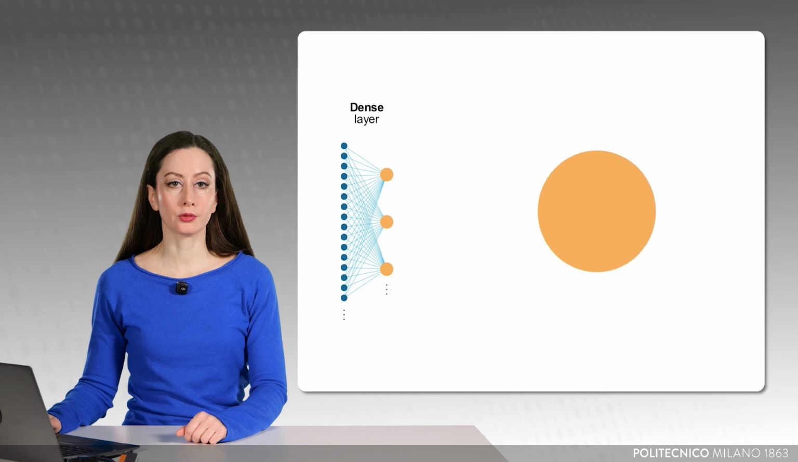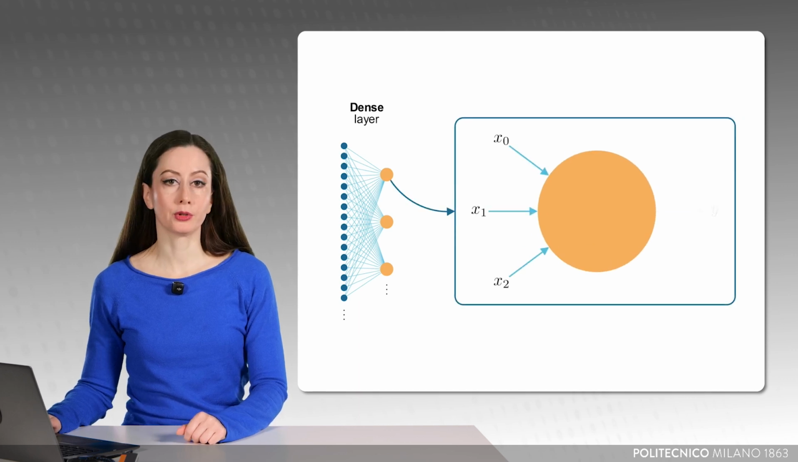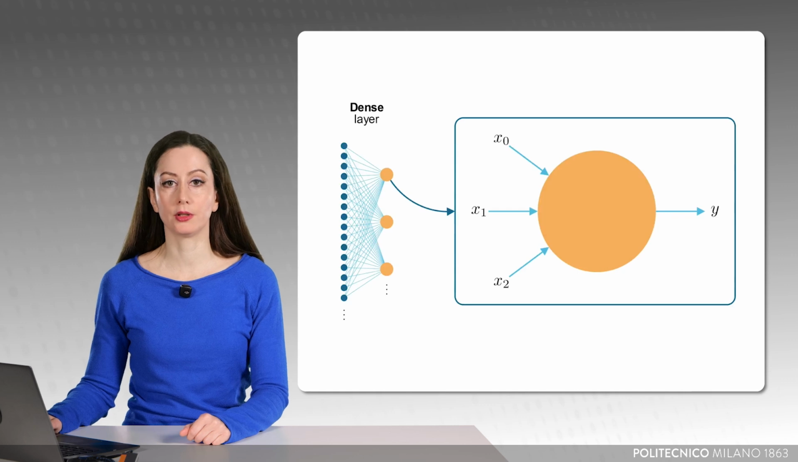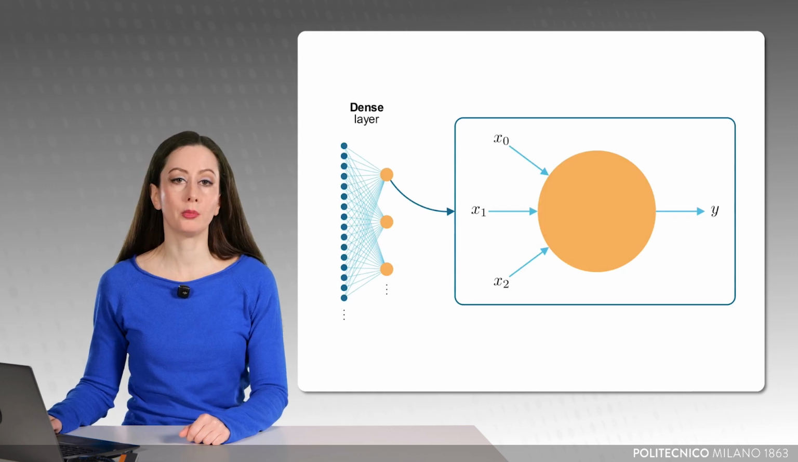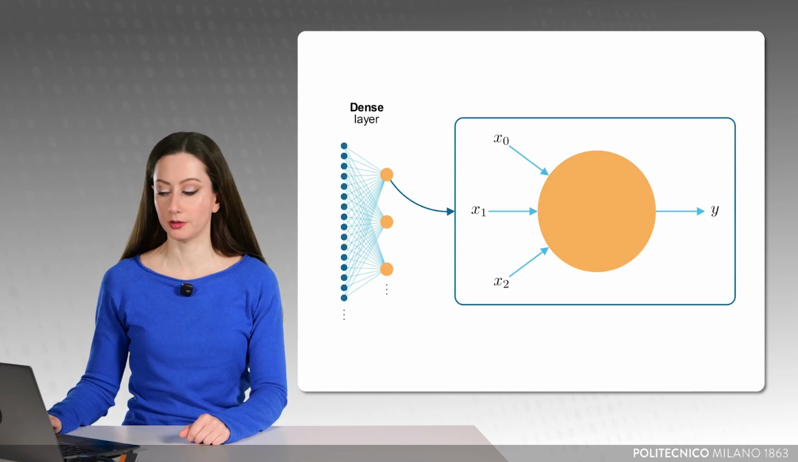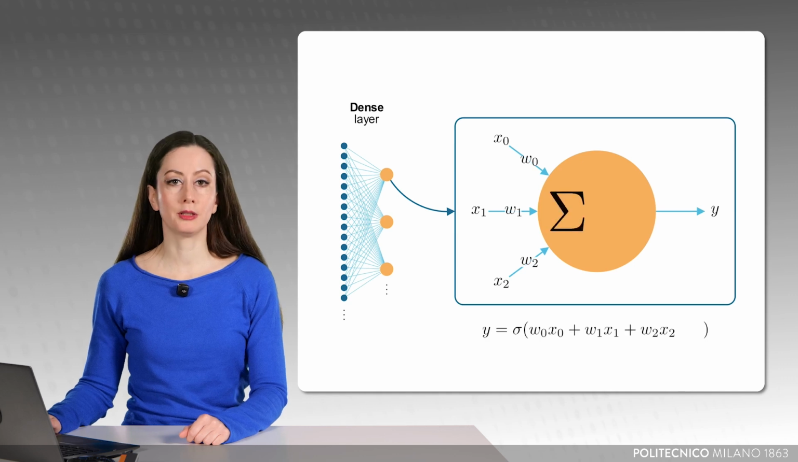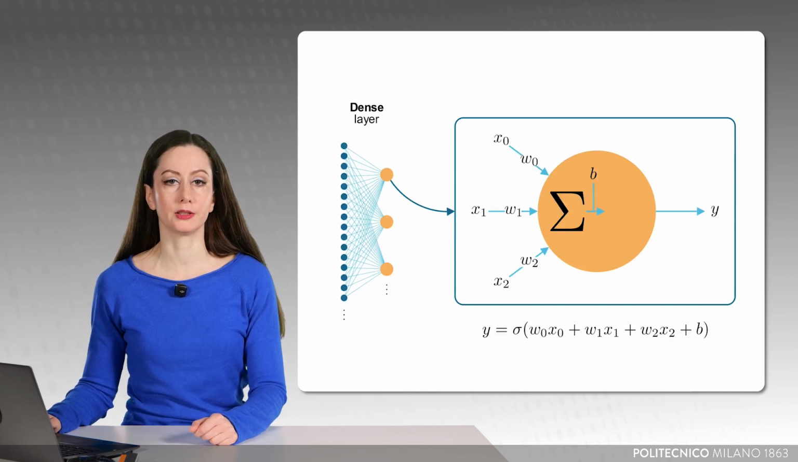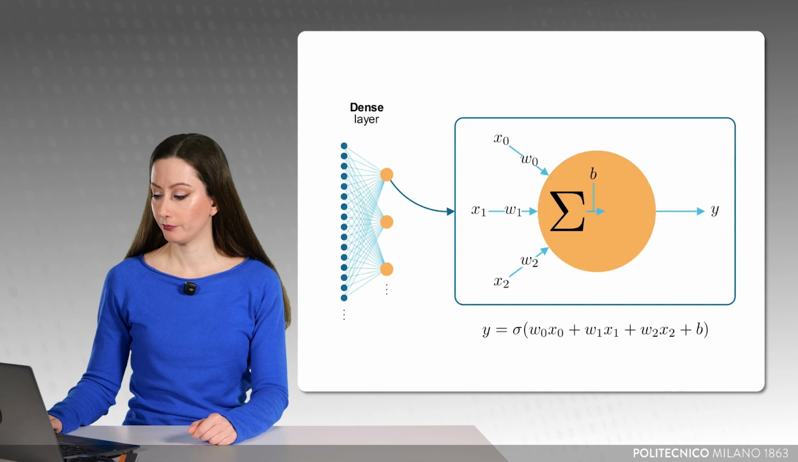Each node or neuron takes as input some numbers picked from a longer array. In this example, we have 3 values, x0, x1, and x2, that are combined to produce an output y. To do this, the neuron multiplies each input by a coefficient called weight, here w0, w1, and w2, and then adds another coefficient called bias, here indicated as b.